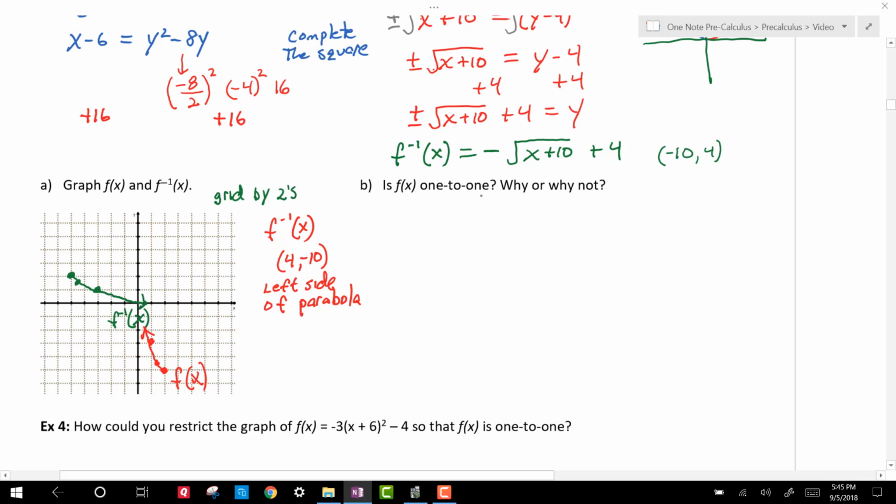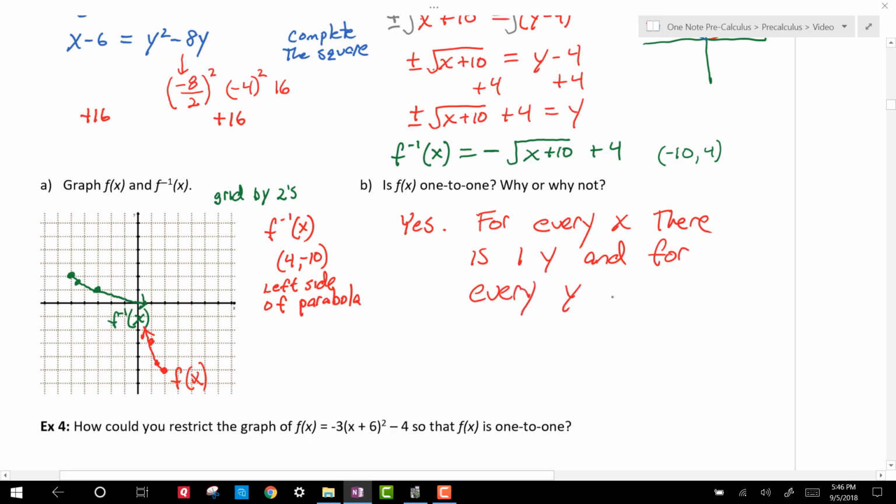Is f of x 1 to 1? What that means is, for every y is there one x, and for every x is there one y? The answer is yes, for just that reason. For every x, there is one y, and for every y, there is one x. That's what it means to be 1 to 1. Okay?